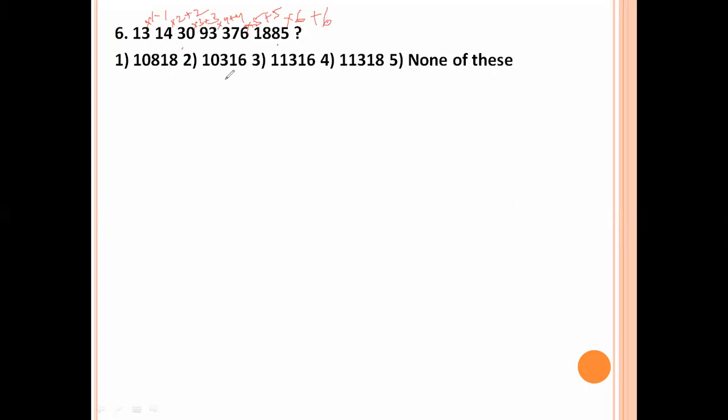Last digit 6 means we have to do it through the last two numbers. Multiply: 6 times 8 is 48 plus 3, 51. 6 times 8 is 48 plus 5, 53. 6 times 1 is 6 plus 5, 11. 11 times 3 is 33, 310 plus 6, 316. Option number 3 is the right answer.